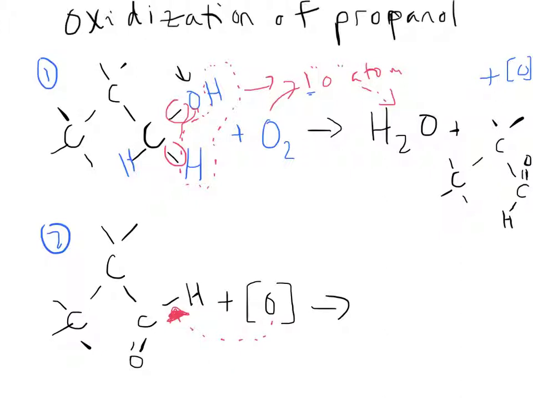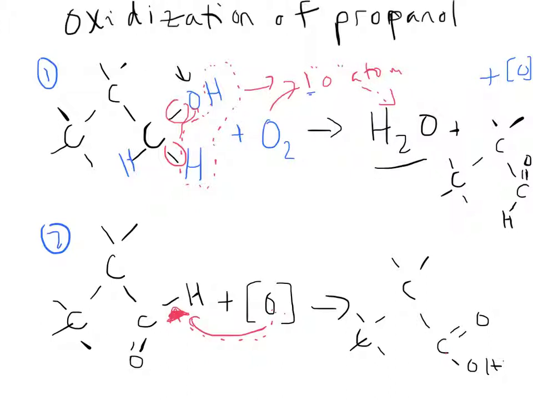And what you end up getting is there's your C, C, C. Yikes, that's a little messy. Your double bonded O and the OH. And that OH happened because this oxygen right here inserted itself between the carbon and the hydrogen. And there's your propanoic acid. And you would also get water.